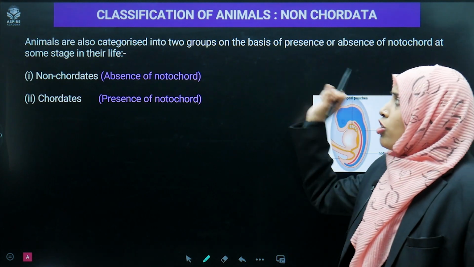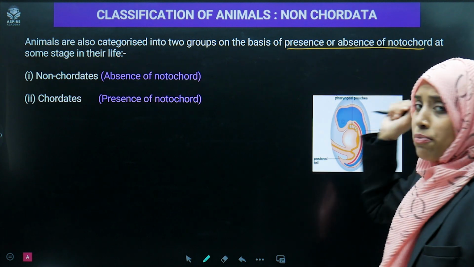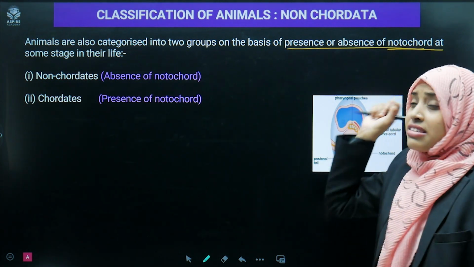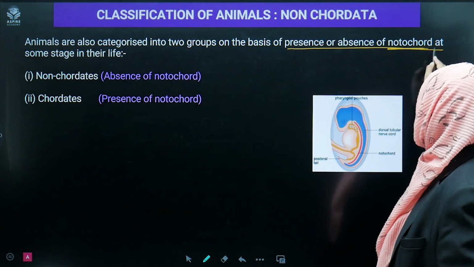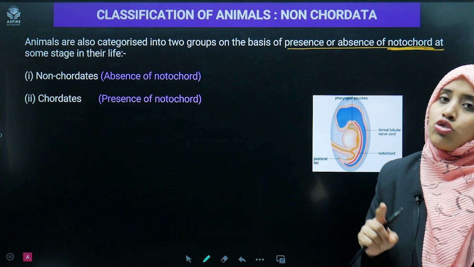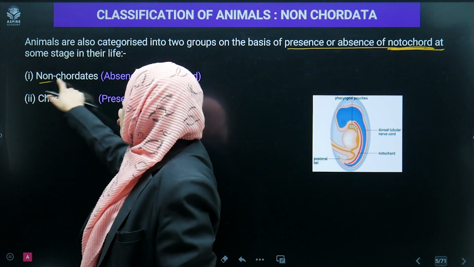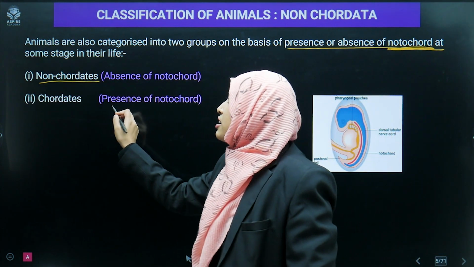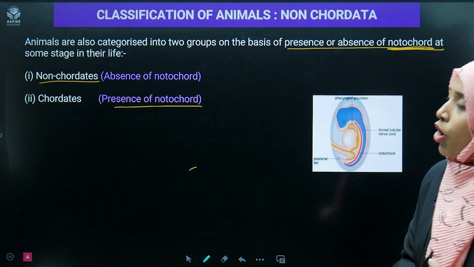Now, animals are also categorized into two on the basis of presence and absence of notochord. If notochord is present at some stage of life, in any stage of life, then on that basis also animals are being classified. So that classification is non-chordates, that means absence of notochord, and chordates, that is presence of notochord. Agar notochord hai, then we can say them chordates.